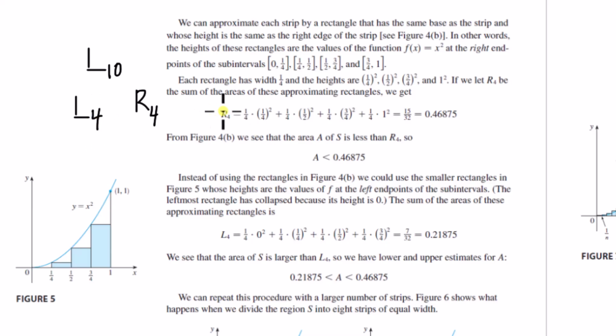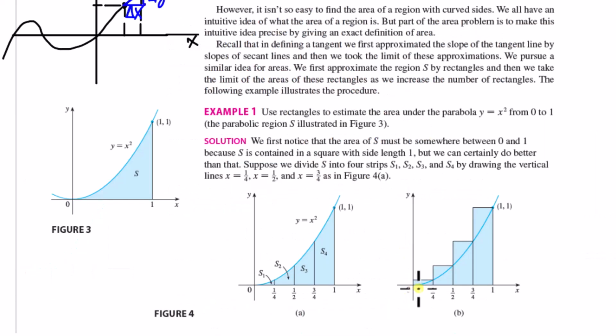So with the right endpoint method and 4 strips, again, you do 1/4 times 1/4 squared, or 1/16, plus 1/4 times 1/2 squared, plus 1/4 times 3/4 squared, plus 1/4 times 1 squared. And they get 15 over 32, so 0.46875. Now, like it says here, we can visually see that for this specific case, it's clear that this is an overestimation of the actual area.